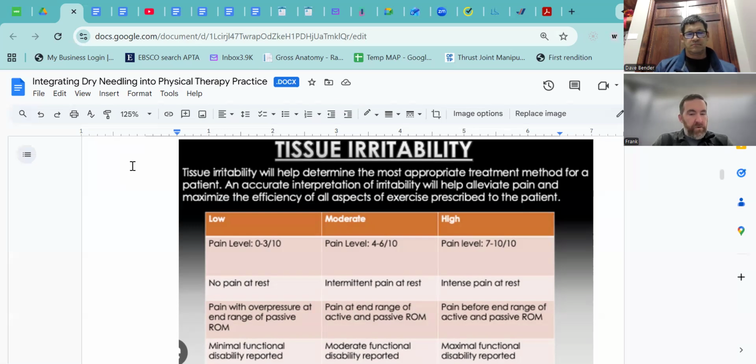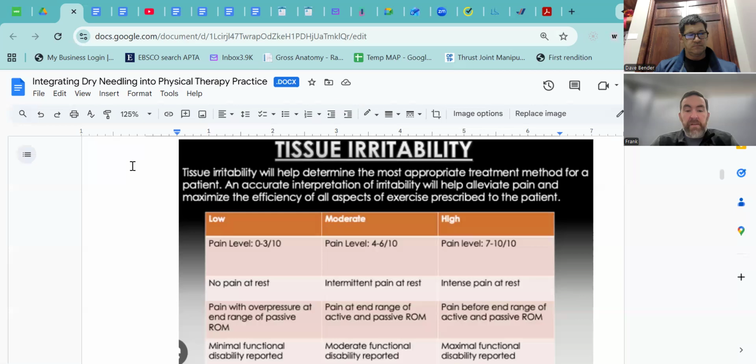If we're talking about the levator scapulae, and they have super high irritability, so they're having trouble sleeping, there's pain even with early range of motion, and their pain is 8 to 9 out of 10, I'm likely to do only a few needles. I'm likely not going to do stim at first. It's going to be kind of superficial and short duration. Similar to if you had a biceps tendon that was really, really irritable, you're not going to load it up and have them do a ton of resistance.